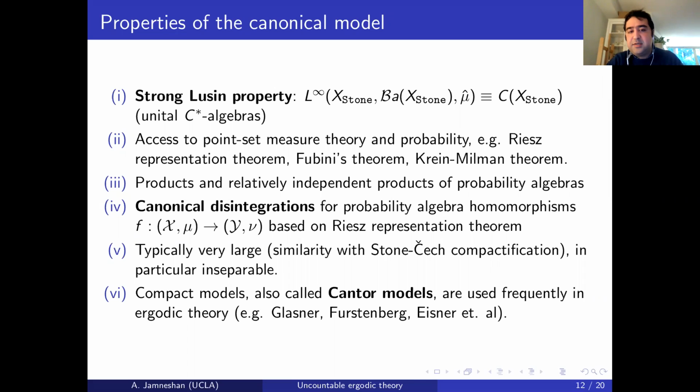And it is also possible to form relatively independent products. So these are products where one has a common sub-sigma algebra and forms a product of two measures such that it is independent over that common sub-sigma algebra or factor.